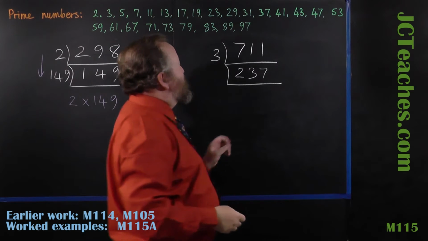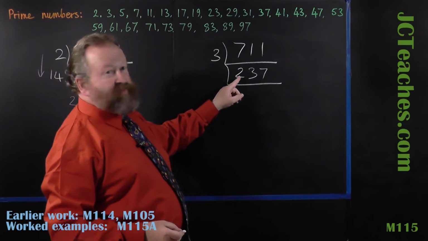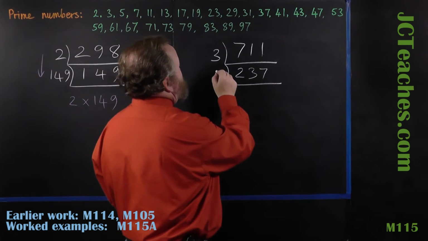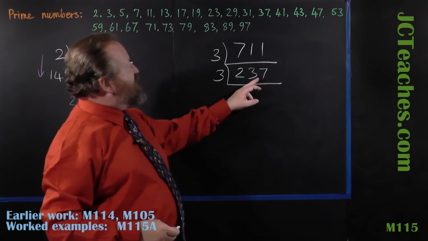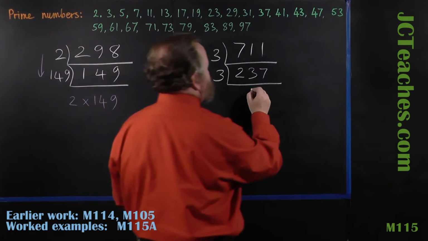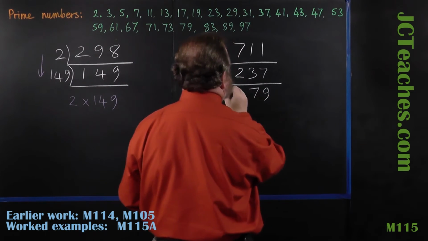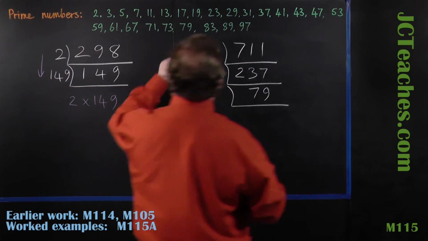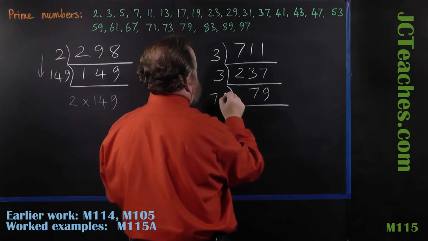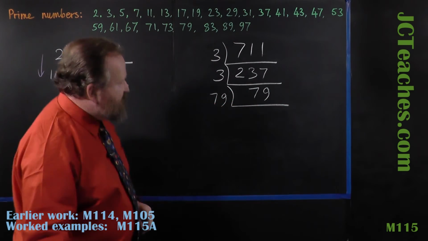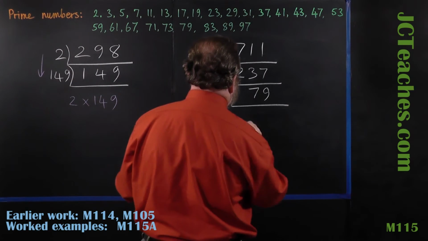I think so. Okay, that one doesn't divide by 2. But again, 7, 8, 10, 11, 12, it does divide by 3, so I can put 3 here. 237 does divide by 3. It will be 79. Okay. 79 is on my prime list. Okay. So I get 3 times 79 for that particular rather splendid number there.